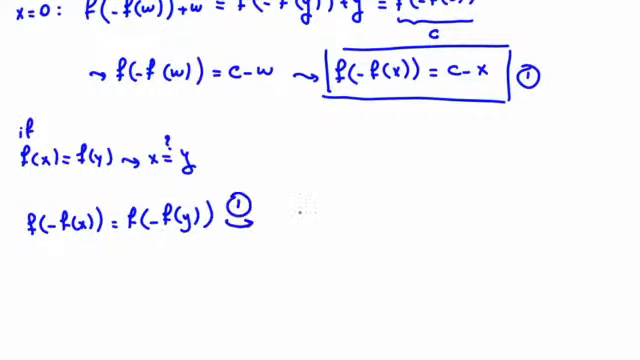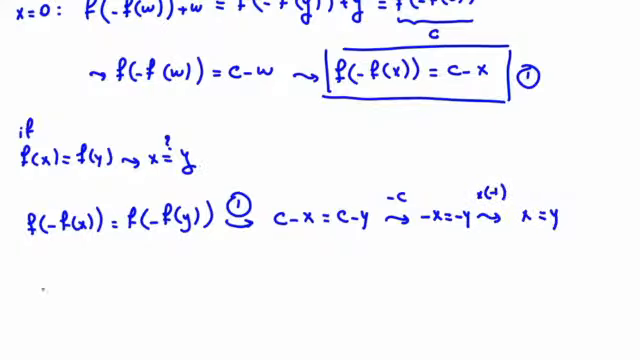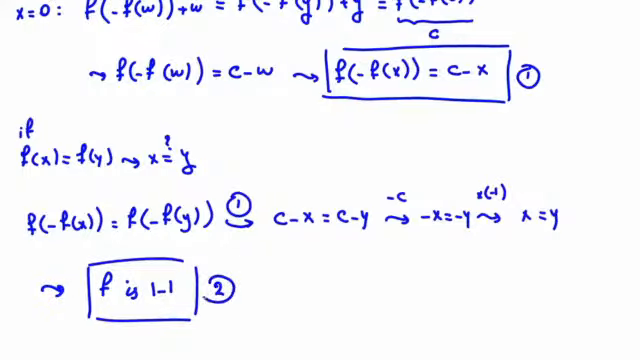And if we apply 1 here, c minus x equals c minus y, we can subtract c, so negative x equals negative y, so if we multiply by negative 1, x equals y. So we conclude f is a 1 to 1 function. Okay, it is the second important thing we've reached here.